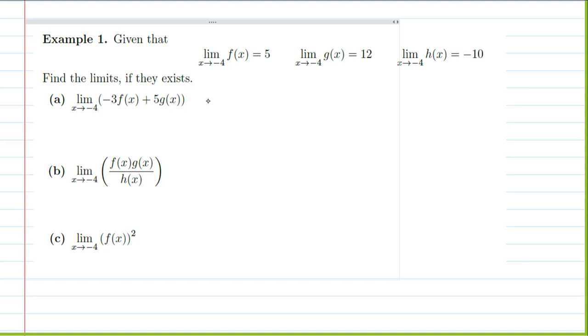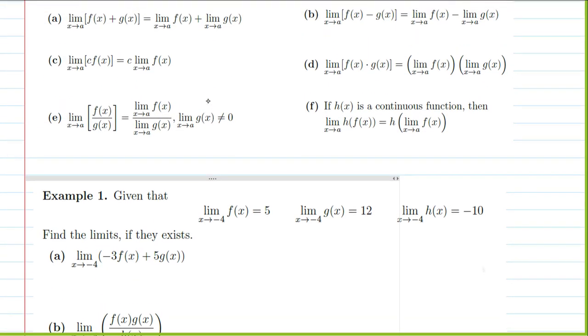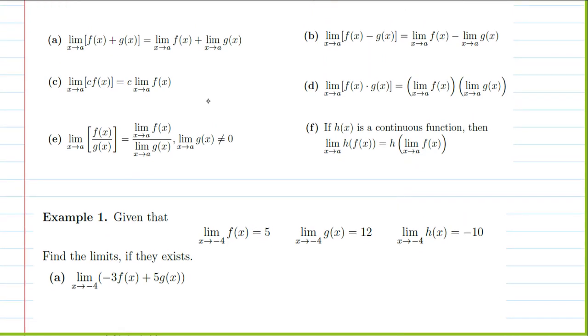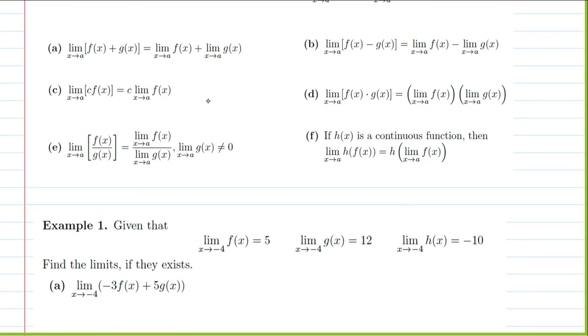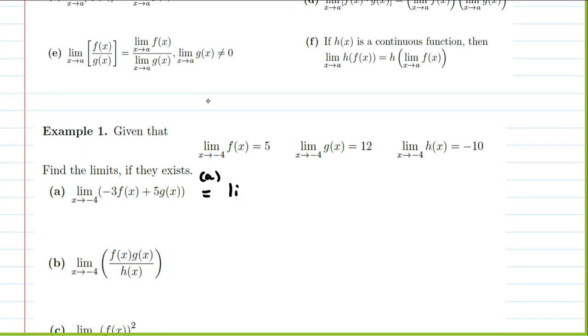So we want to find the limit as x approaches -4 of -3 times f of x plus 5 times g of x. Well, we look at our properties. The first property that we're going to want to use is we have the sum of 2 limits. So that means we can break this up. By a above, this is the same as the limit as x approaches -4 of -3 f of x plus the limit as x approaches -4 of 5 times g of x.